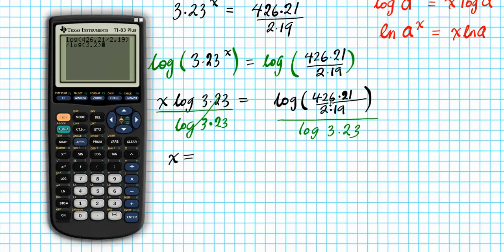Okay, let's make sure we entered it correctly. Log of 426.21 over 2.19 divided by log of 3.23. Enter. Your answer is 4.4956.